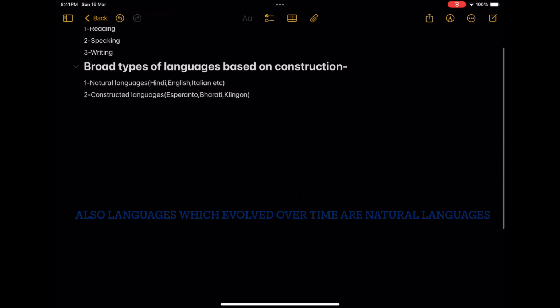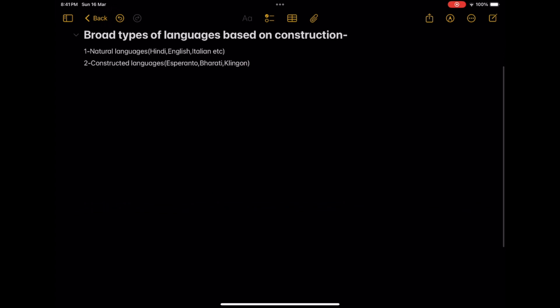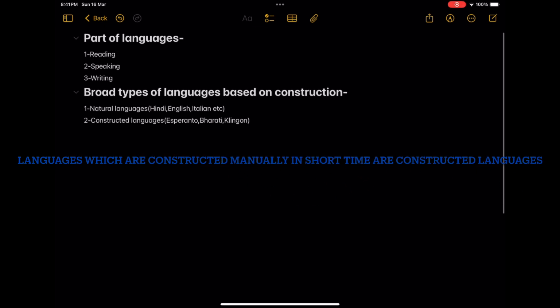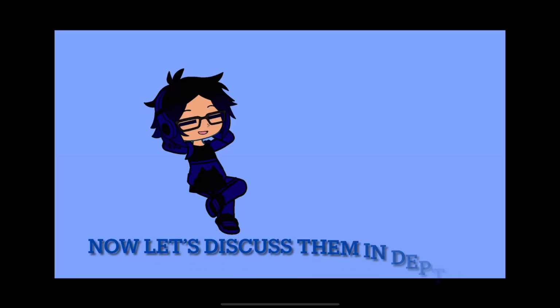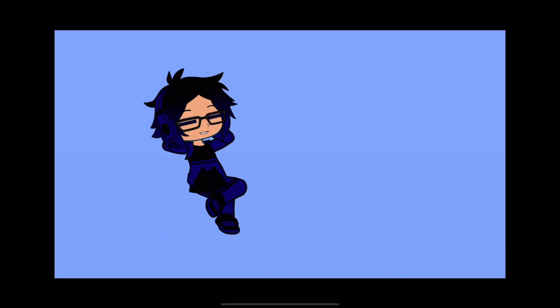Also, languages which evolved over time are known as natural languages. Languages which are constructed manually in short time are known as constructed languages. Now let's discuss them in depth.